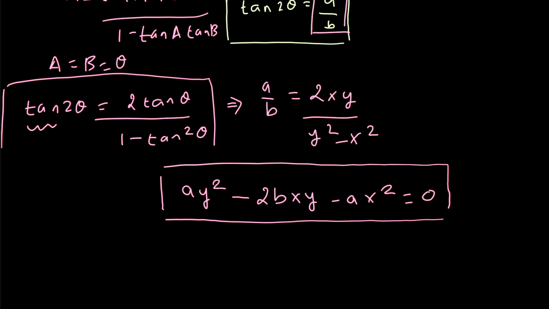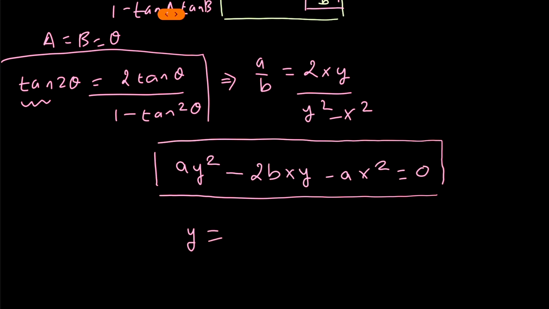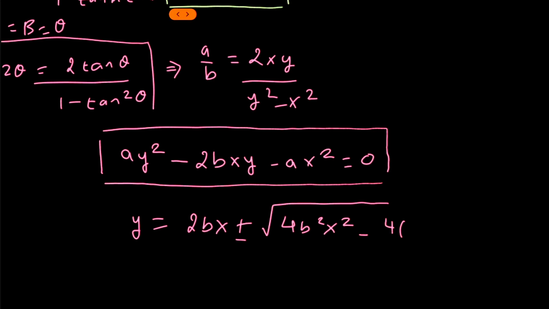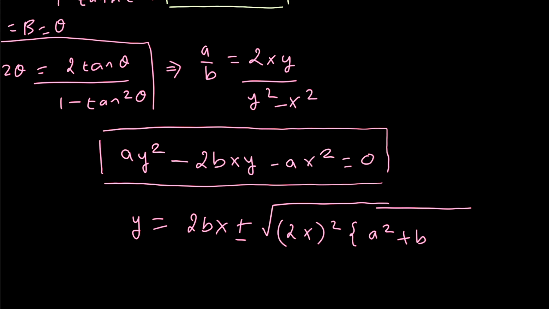Taking y as a variable and the rest of the things as constants, applying the quadratic formula, y would be equal to negative of this coefficient, so it will be 2 times b x, plus and minus the square root of the coefficient squared, so 4 b square x square, minus 4 times negative a x square multiplied with a. Simplifying the other term, we will finally get plus 4 a square x square. We can take 4 x square common, and 4 x square can be written as 2 times x the complete square, and inside the bracket we will get a square plus b square.